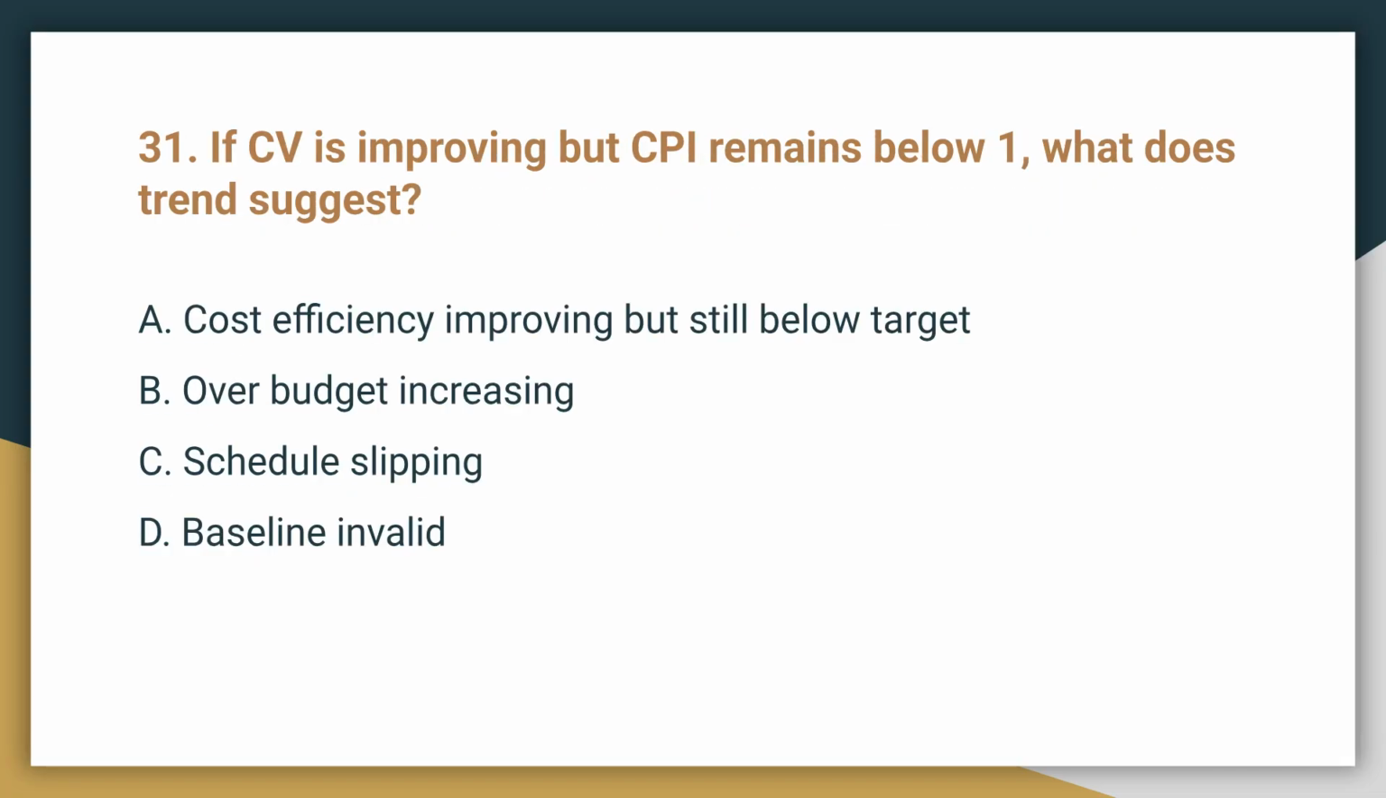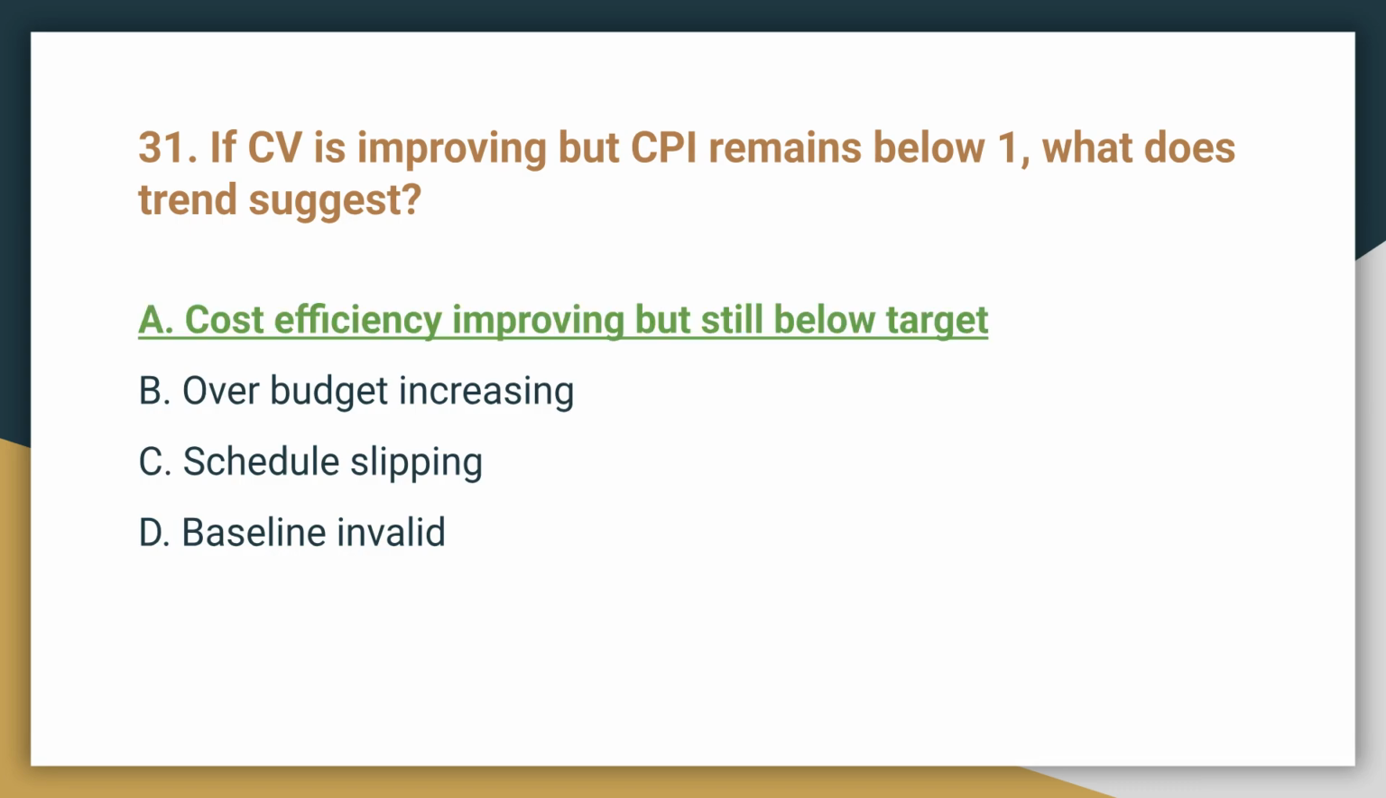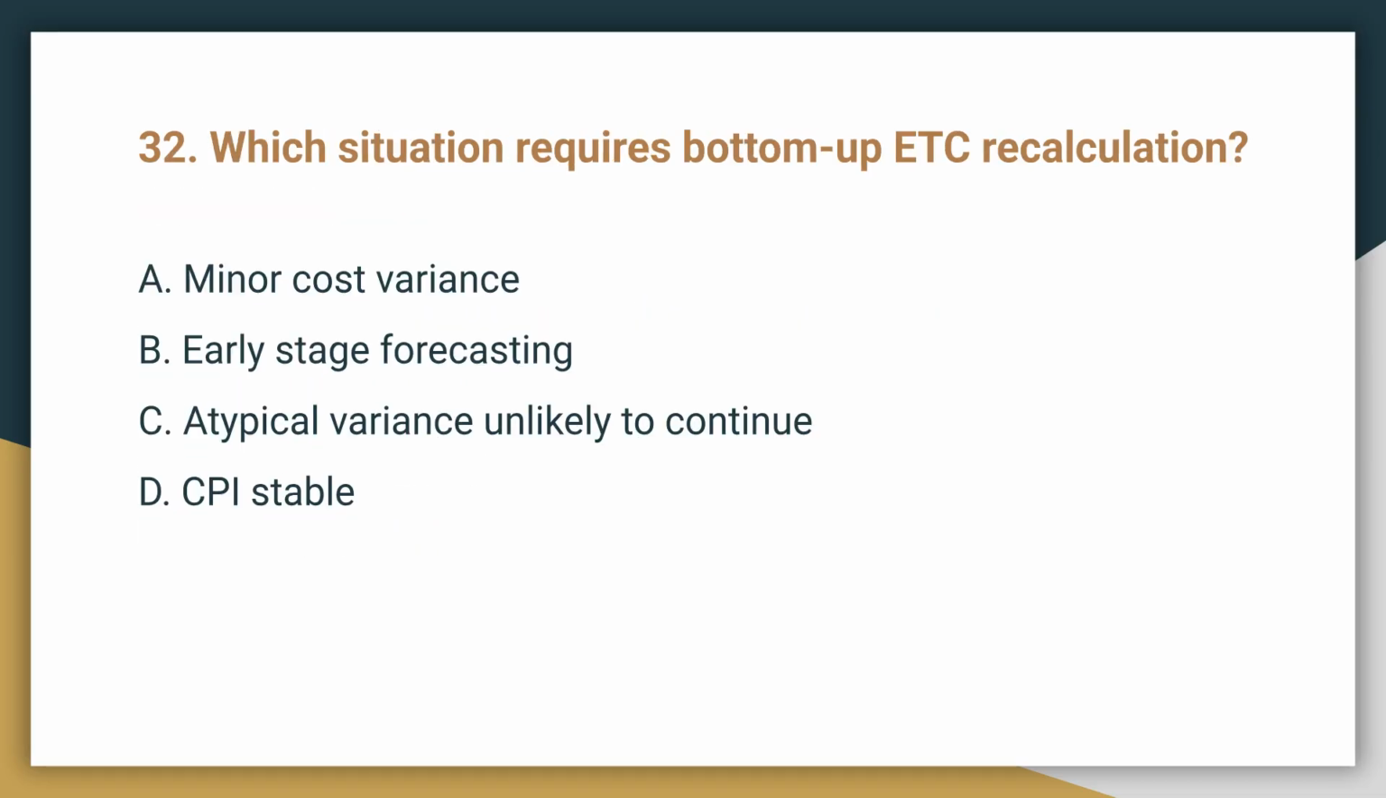Question 31. If CV is improving but CPI remains below 1, what does the trend suggest? The correct answer is A, cost efficiency improving but still below target. An improving CV means the variance is shrinking, but a CPI below 1 still signifies the project is currently cost inefficient.